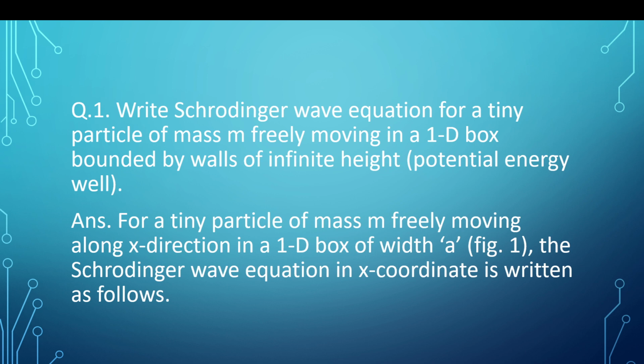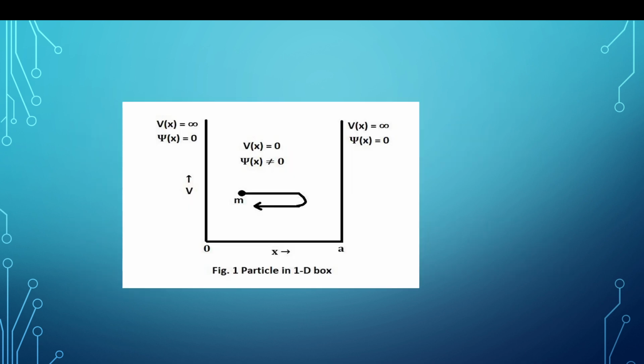For a tiny particle of mass m freely moving along x direction in a 1D box of width a, shown in figure 1, the Schrodinger wave equation in x coordinate is written as follows. See the figure. The potential well has been shown. Its width is a, beginning from 0, shown along x direction. On the walls and outside the walls, potential is infinite. Wave function is 0.